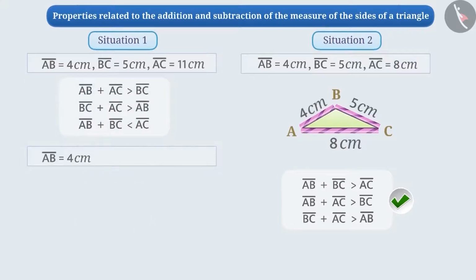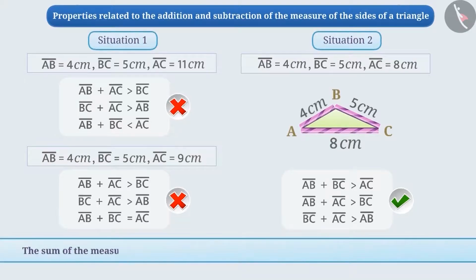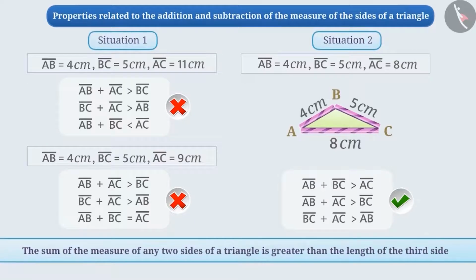Similarly, when AB is equal to 4 cm, BC is equal to 5 cm and AC is equal to 9 cm, then the sum of AB plus AC is greater than BC and the sum of BC plus AC is greater than AB, but the sum of AB plus BC is equal to AC. Here also, we were not able to draw a triangle in this situation. Based on these two situations, we can say that the sum of the measure of any two sides of a triangle is greater than the length of the third side.